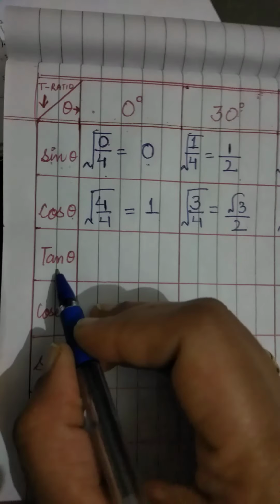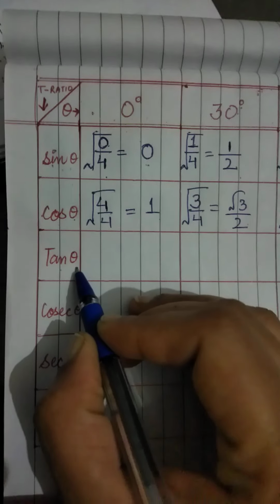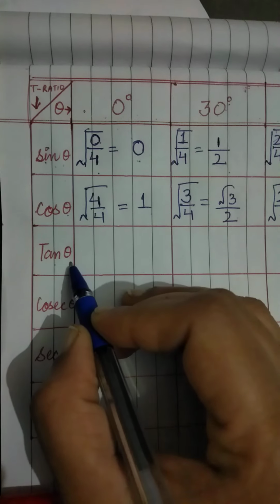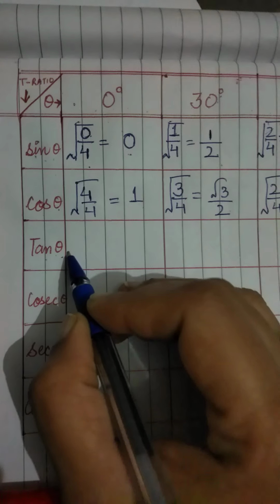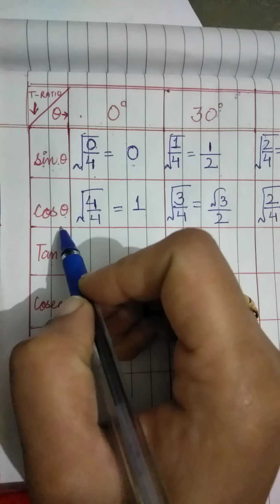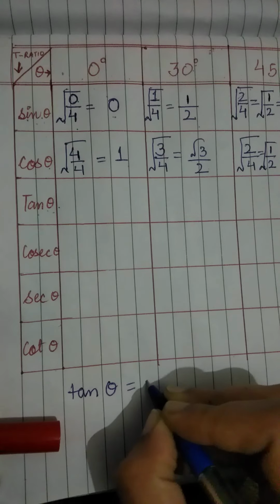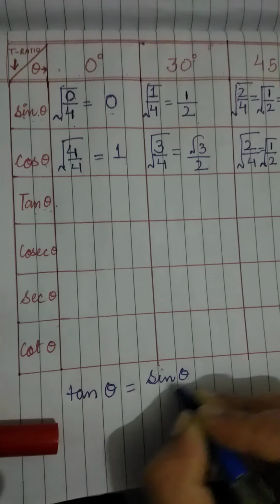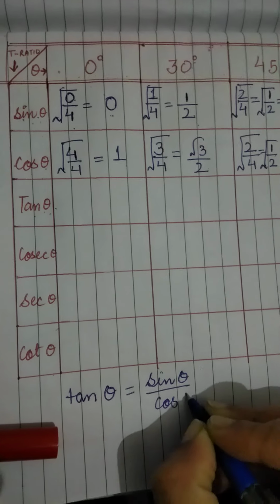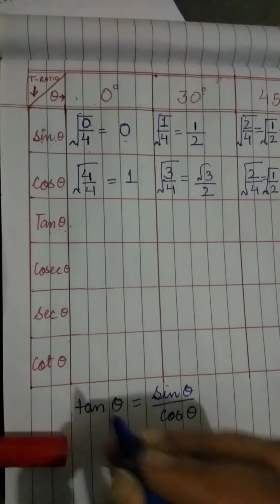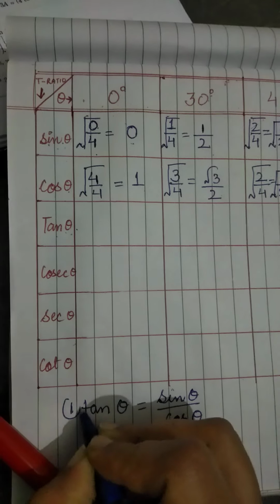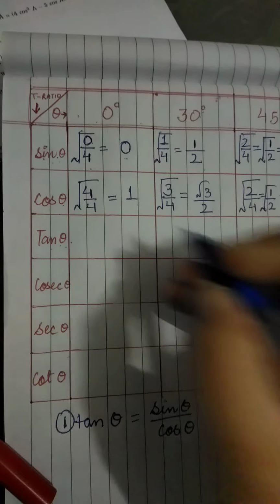Now I want to find out the value of tan theta, and one more thing, that tan theta is always equal to sine theta divided by cos theta. We know that tan theta is always equal to sine theta divided by cos theta. So this one is the first formula.